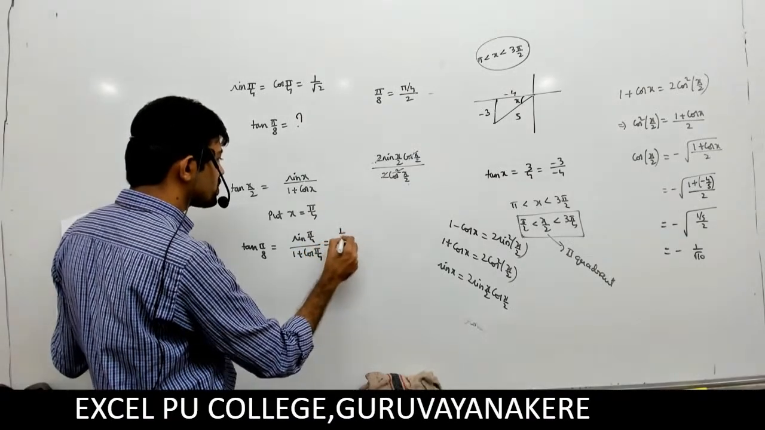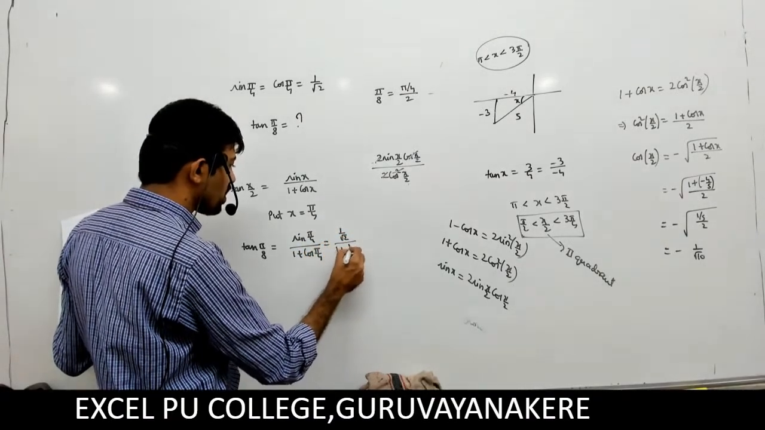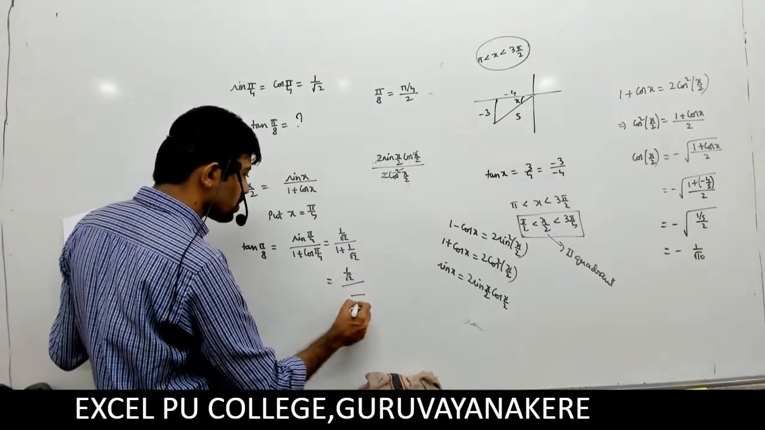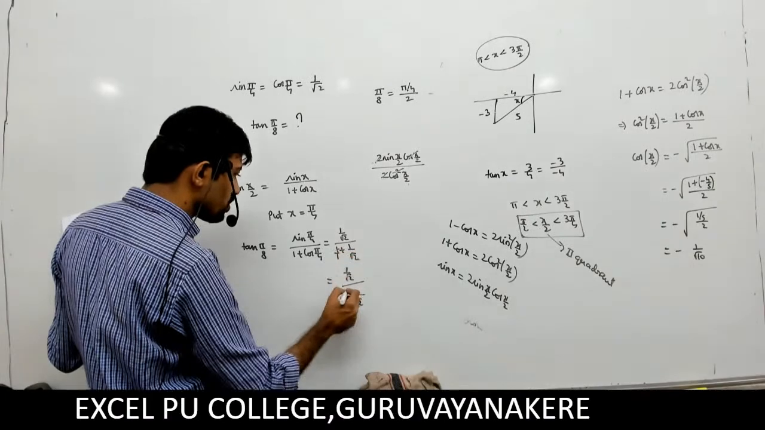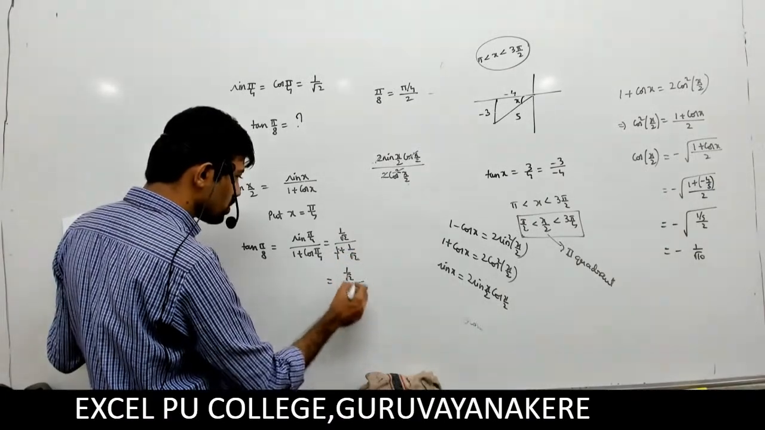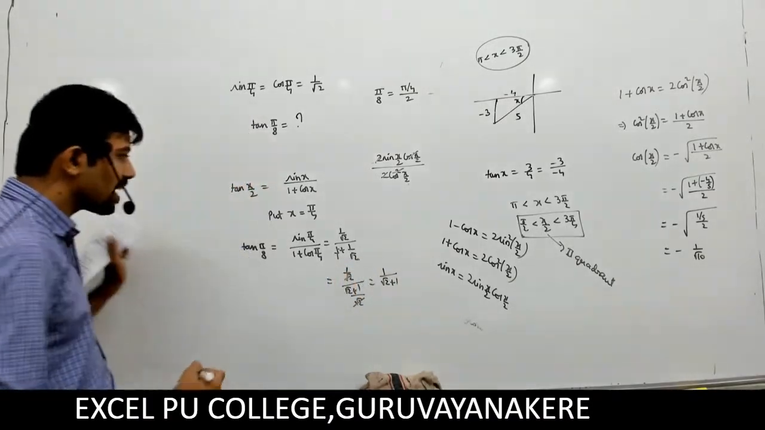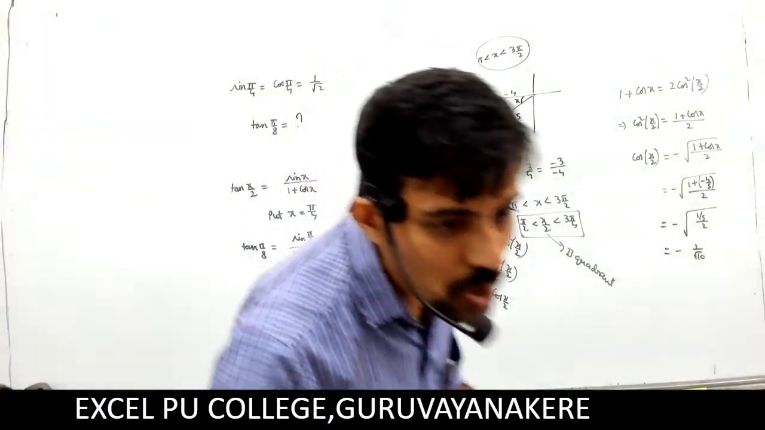Sin pi by 4 is 1 by root 2, divided by 1 plus cos pi by 4, which is 1 plus 1 by root 2. Taking the LCM, it is 1 by root 2 divided by (root 2 plus 1) by root 2. The root 2 cancels. What you get is 1 by root 2 plus 1. Tan pi by 8 is 1 by root 2 plus 1.